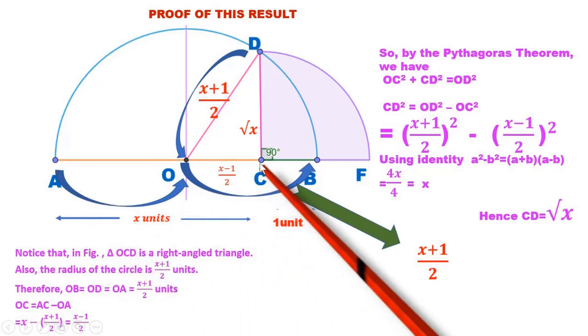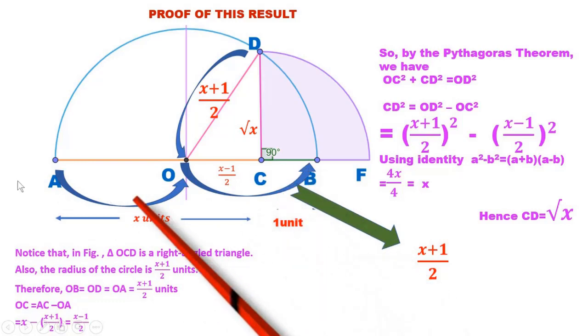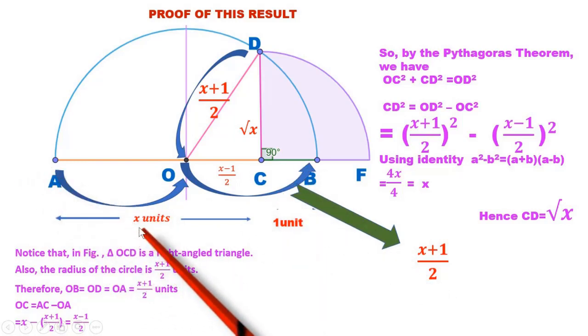OC is equal to AC minus OA. What is AC? Recollect that AC is equal to x units. What is OA? OA is the radius of the circle. Now what is this radius of the circle? It is equal to (x plus 1) by 2. Hence we get the result OC is equal to x minus (x plus 1) by 2. When we find the LCM, we will get (x minus 1) by 2.